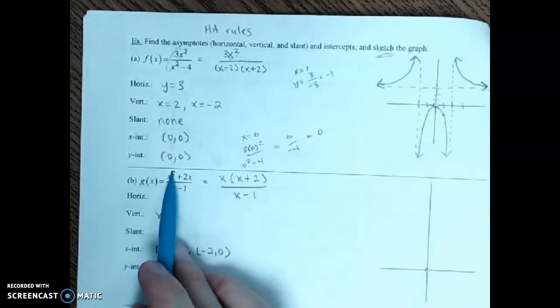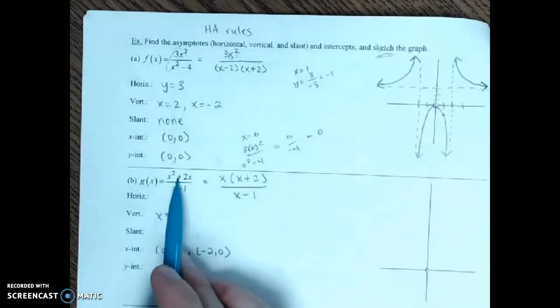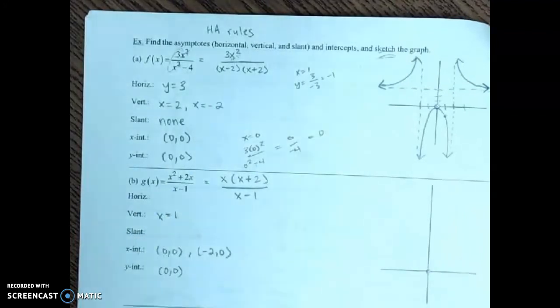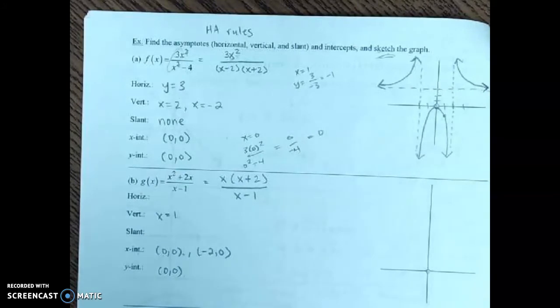0 squared plus 2 times 0. All right, so 0 plus 0. That's 0 over negative 1. So that's 0. It's a little bit of cheating. If you know this one's an x-intercept, you also know it's the y-intercept.